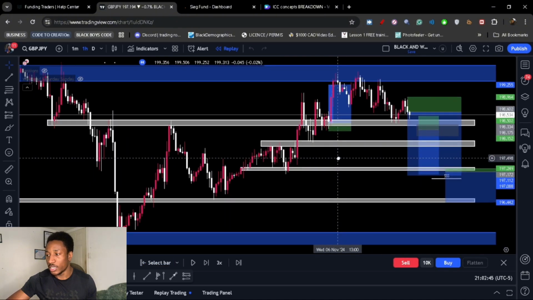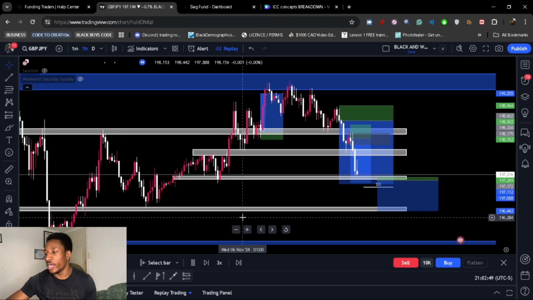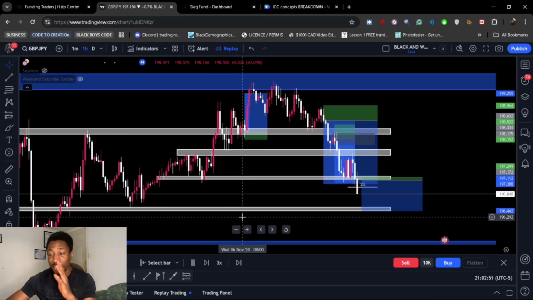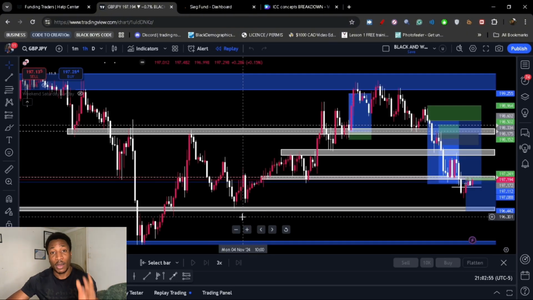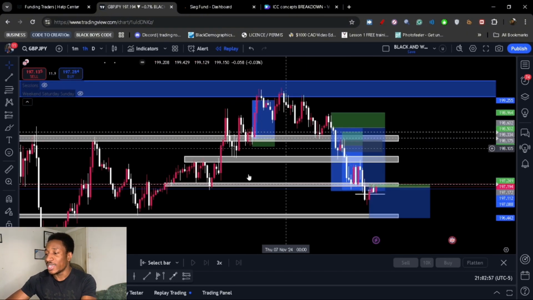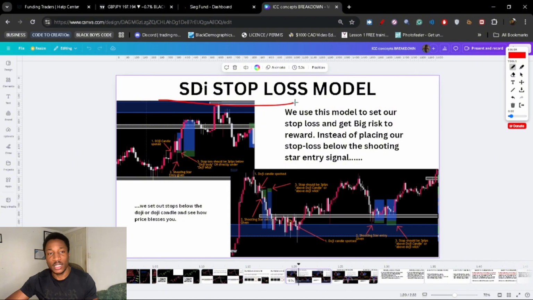And as you can see, price ended up selling all the way down to my TP area. So I'm going to be breaking down this specific entry and how you can learn this setup so you can pass your own prop challenge. Now, this specific model that I use to enter this trade is called the SDI stop loss model. And essentially, this model consists of 3 steps.